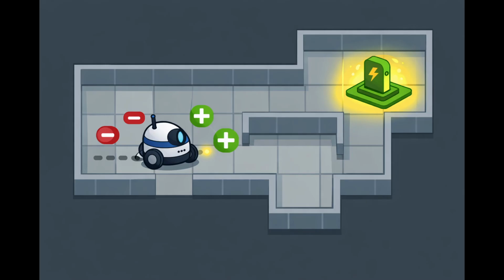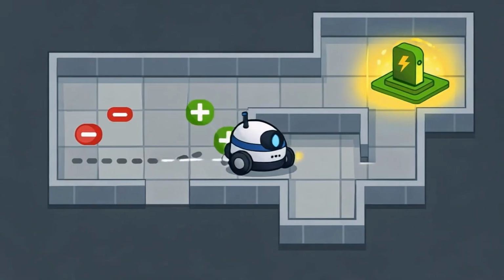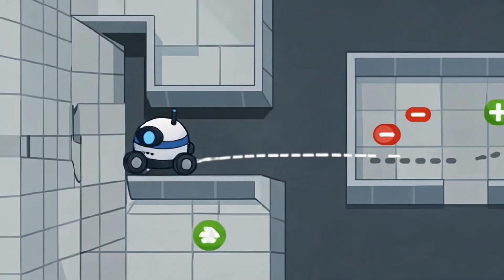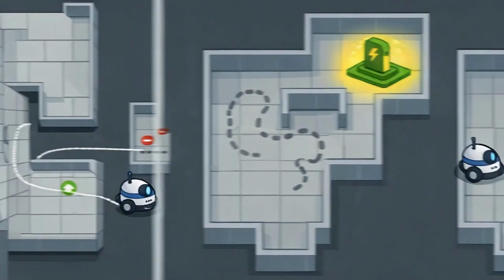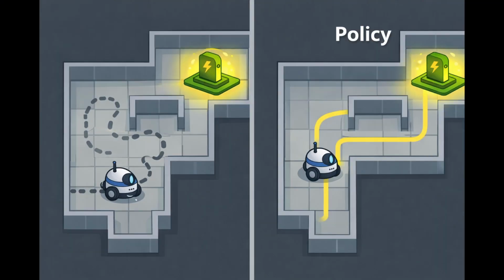At first, it looks hopeless. Random bumps, random turns. But after enough tries, it starts moving with purpose. It takes corners smoothly. It avoids dead ends. It behaves like it understands the building. What's actually happening is less magical and more structured. We're describing the world as a particular kind of decision problem.